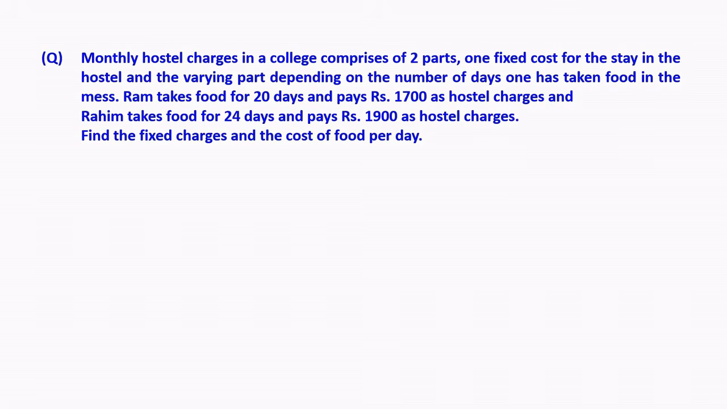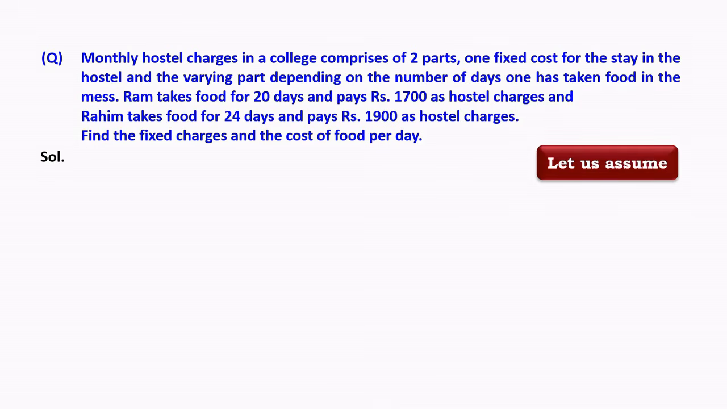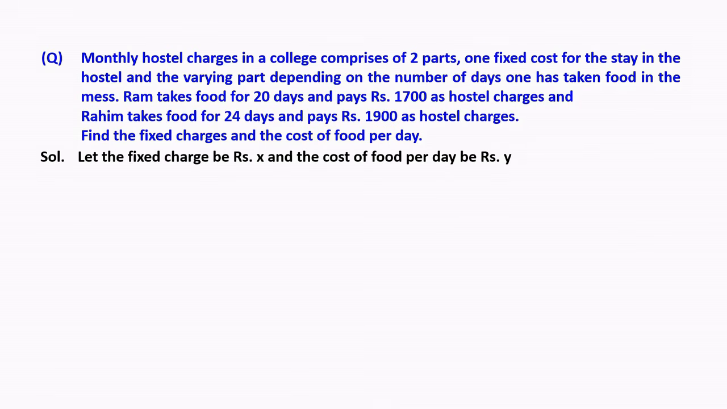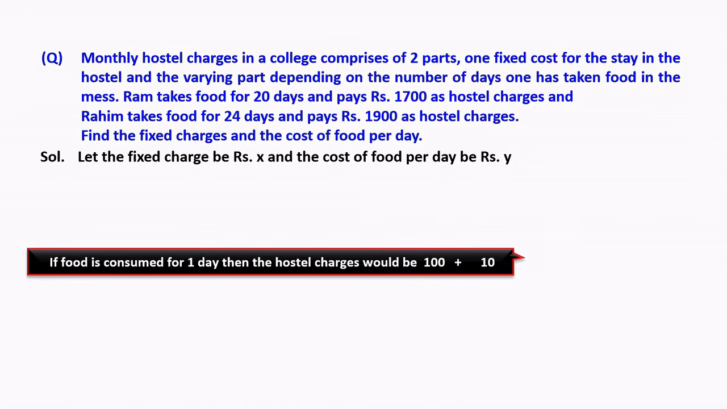What we need to find? Since we do not know the fixed charges and the cost of food per day, let us assume. Let the fixed charge be rupees x and the cost of food per day be rupees y. For example, if the fixed charges is rupees 100 and the cost of food per day is rupees 10. If food is consumed for 1 day, then the hostel charges would be 100 plus 10.